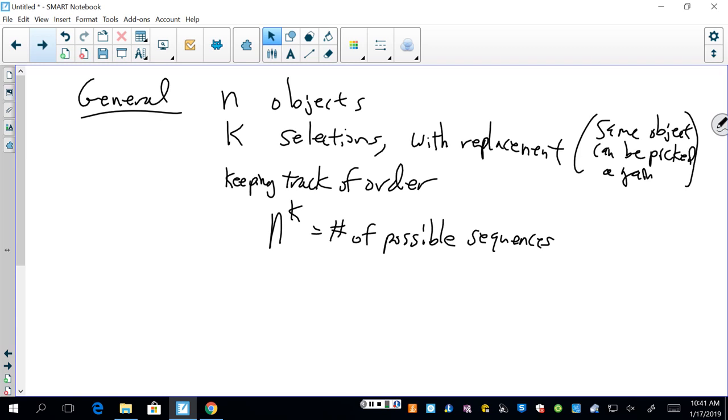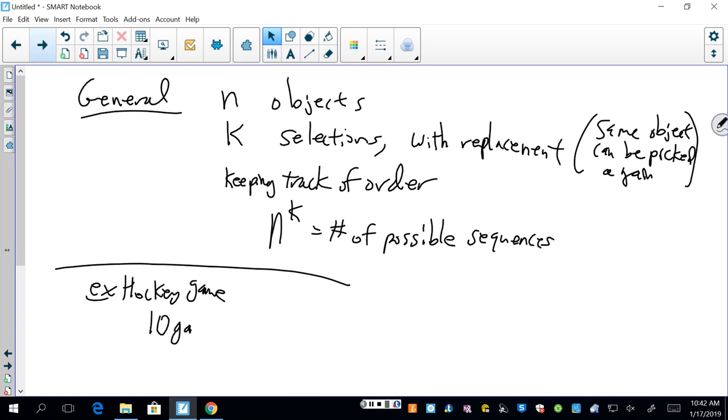And if you can make a case that they're equally likely, right, every sequence, then you could calculate probabilities by figuring out how many sequences correspond to what you're interested in. Right? Not everything's equally likely though, right? So say we have a hockey game. Say we'll have 10 games. And let's say that we allow 3 different outcomes. Win, tie, or loss.